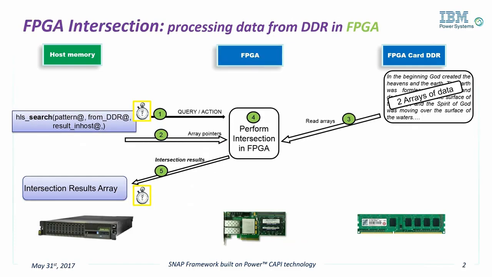Compare the previous software method to the FPGA intersection process shown here. We still start with the host program kicking off the request to perform the intersection of two arrays that are in the I/O card memory. But rather than sending the data to the host, the FPGA performs the intersection on the card. From there, it stores the results into the same host memory location that the software used, giving the exact same results.